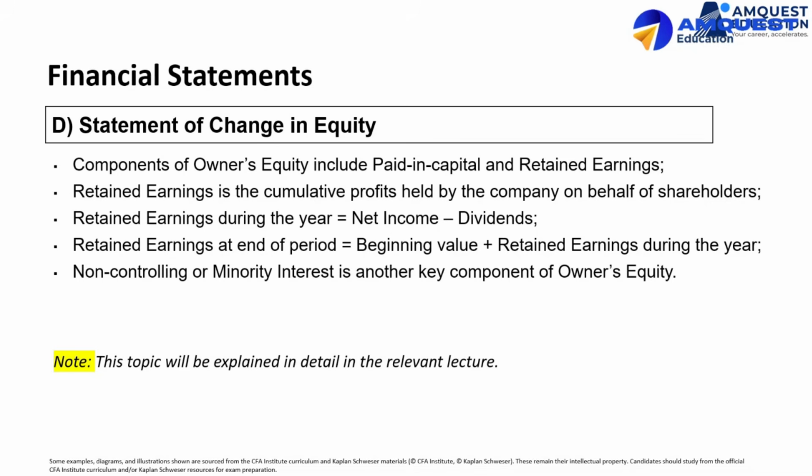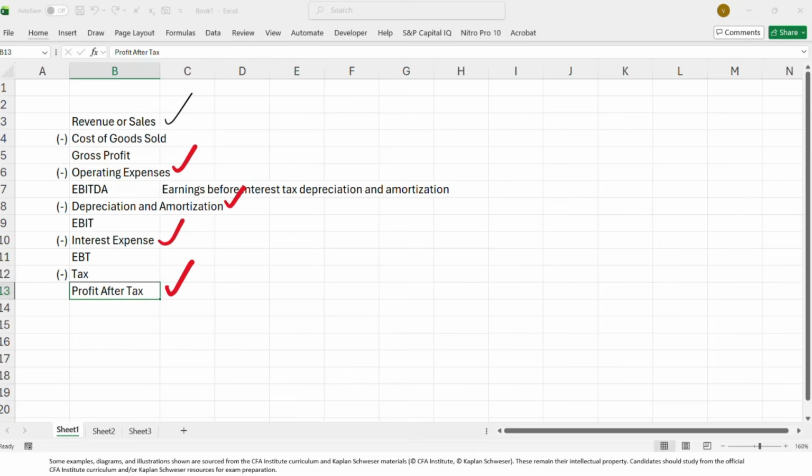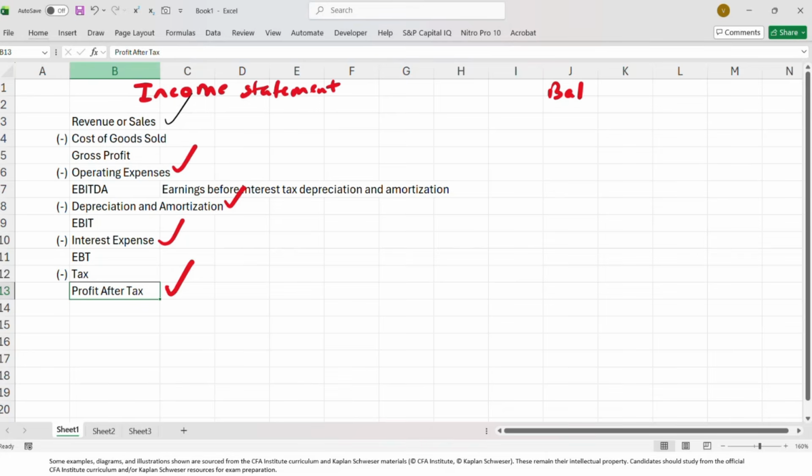So let us go back to our income statement here. Okay, perfect. See, what is the link? This is my income statement. Okay, this is the income statement that I've made, and I have a balance sheet.